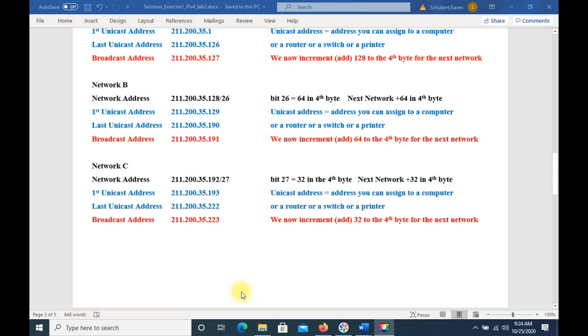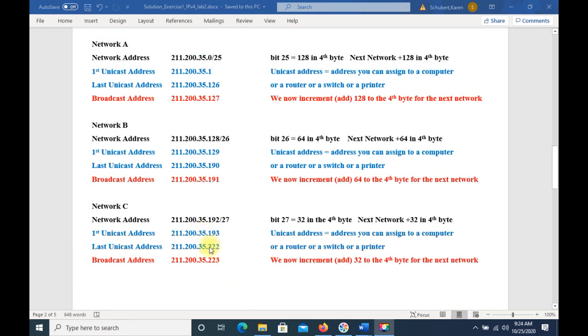211.235.224. Network C has a total of 30 unicast addresses, from 211.235.193 to 211.235.222. The address immediately prior to the next network, 211.235.223, is the broadcast address for network C.